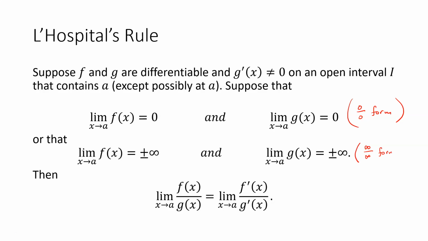It must be in one of these two forms: either the 0 over 0 form, or the infinity over infinity form. In which case, we can evaluate the limit of f of x over g of x simply by taking the derivative of the numerator and denominator. What that oftentimes does is simplify the limit into a form that's more easily evaluated.